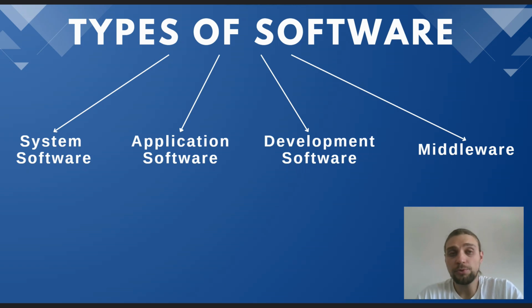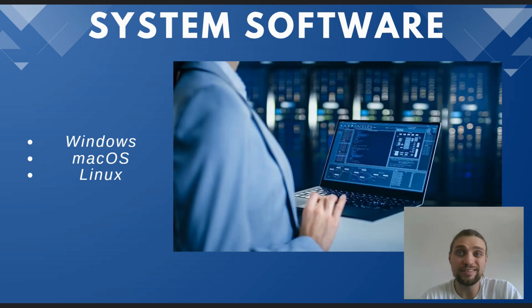There are four different types of software available: system software, application software, development software, and middleware. Let's break it down into the four main categories. First, we have system software, which includes operating systems like Windows, macOS, and Linux. These serve as the backbone of our computers, managing hardware resources and providing us with a platform to run applications.